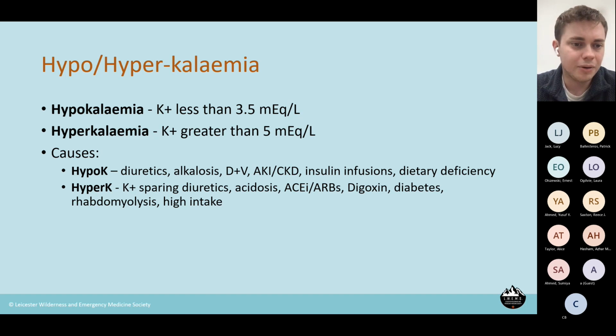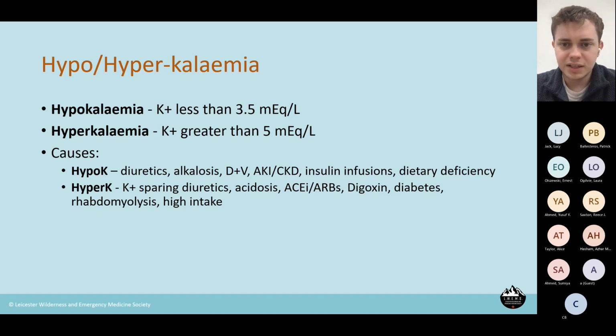And then hyperkalemia, so if they're on potassium-sparing diuretics like spironolactone, if they've got acidosis, so the hydrogen ions are being swapped for the intracellular potassium. Various drugs, so ACE inhibitors, angiotensin receptor blockers, digoxin, all increase the extracellular potassium. Diabetes, if their blood sugar is not well controlled. Rhabdomyolysis, so if someone's had a long lie, for example, they could be at risk, or high intake of potassium as well.